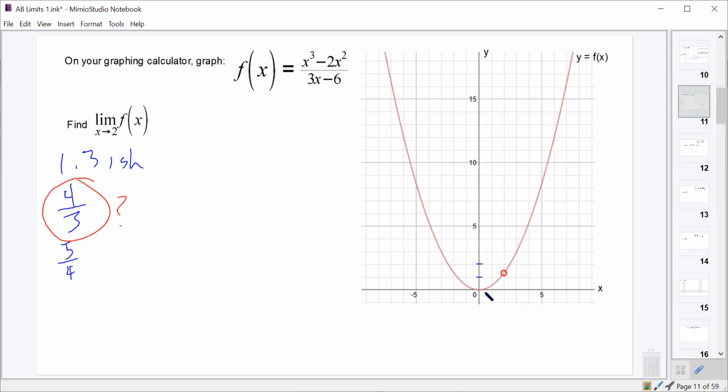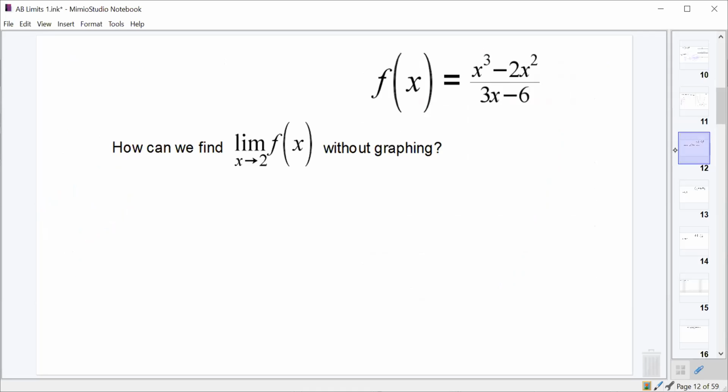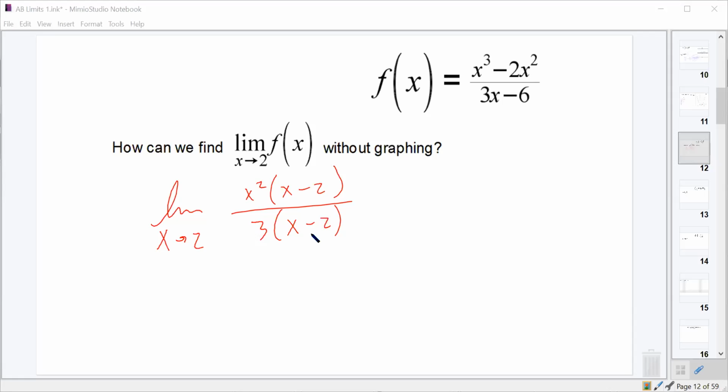Basically, you have to factor both of them. So the numerator would be x squared times x minus 2, and then the denominator would be 3 times x minus 2, and then the x minus 2 in the numerator and denominator can be divided, and then it just ends up with x squared over 3. Exactly. So we factor out the x squared from the numerator, factor out the 3 from the denominator. We have x minus 2's in them.